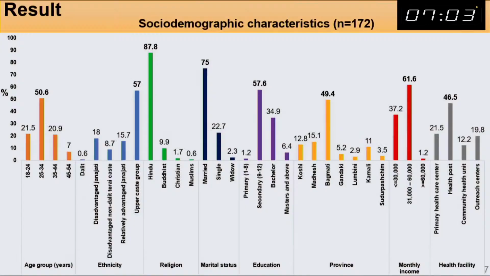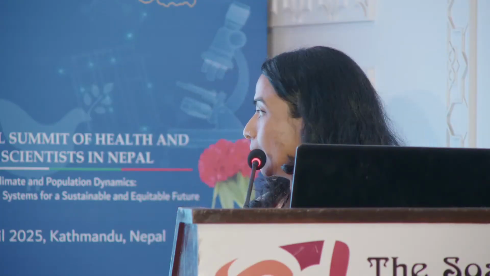Coming towards the results, this bar diagram shows the socio-demographic characteristics of participants. Most of the participants were under 35 years of age and holding bachelor's level education, most of them were married, and around 50% of participants were from Bagmati province and were working in a health post.